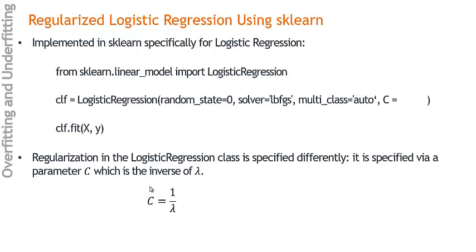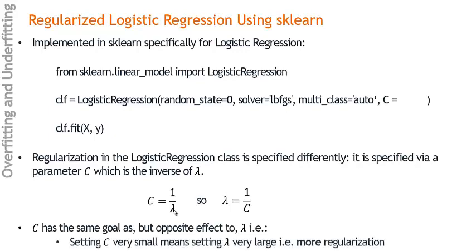Now in this case, C is 1 over lambda. So that's how they implement it. So if C is big, that means lambda is small, and that means that you are not regularizing very much. If C is small, then lambda is big, the regularization has a large effect. Right? So C is small means lambda is large, more regularization. C is large, lambda is small, less regularization. So in this case, lambda would be 1/10. So this would be a slightly regularized model.